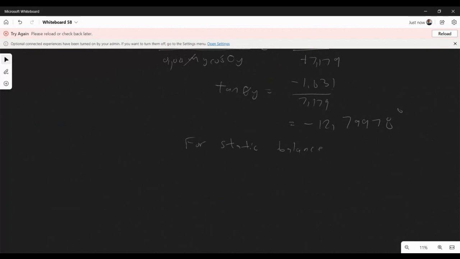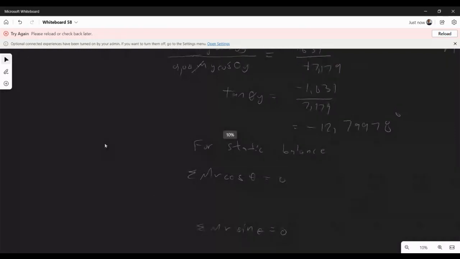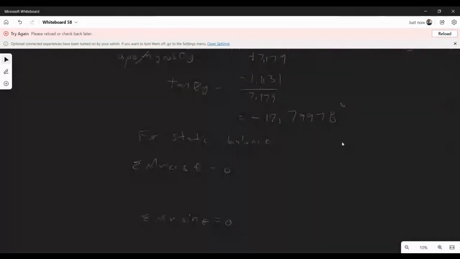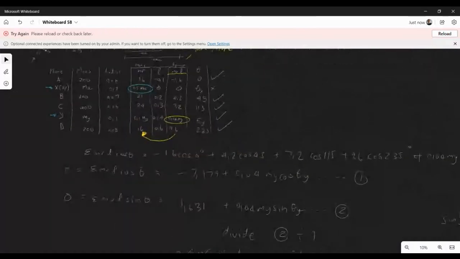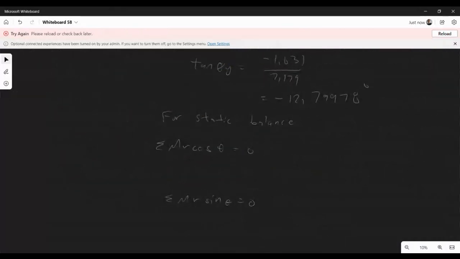So now we have to do exactly the same again. Not the same, but the sum of m r cos theta we make 0, and the sum of m r sine theta we make 0. Okay, let me just go back here. So it's 16 cos 0 plus 0.1 m x, we don't know where that is, plus, sorry, does it have an angle?